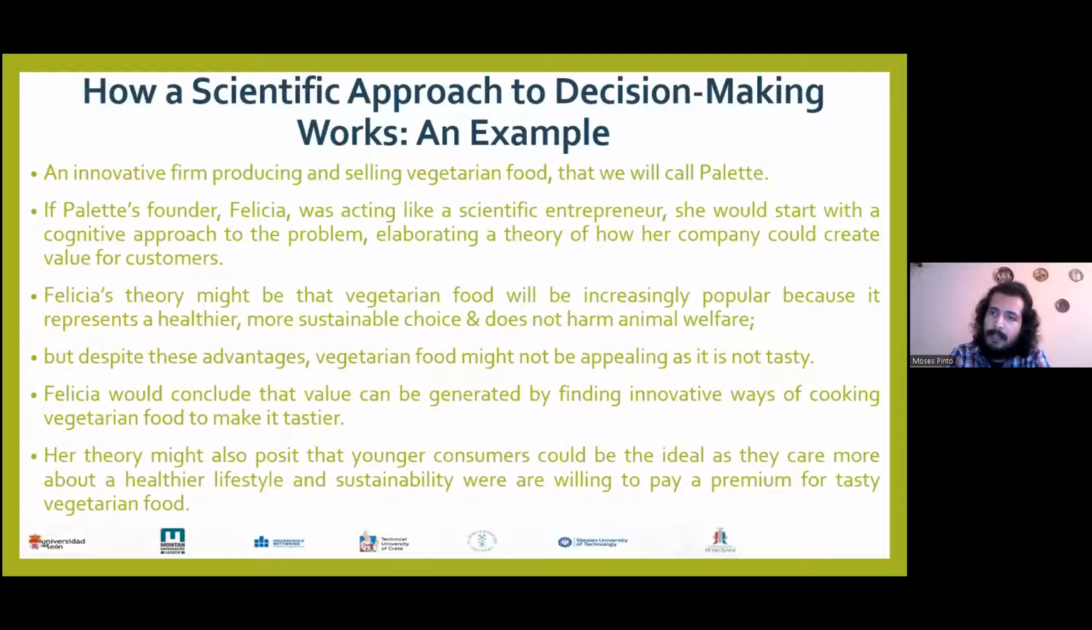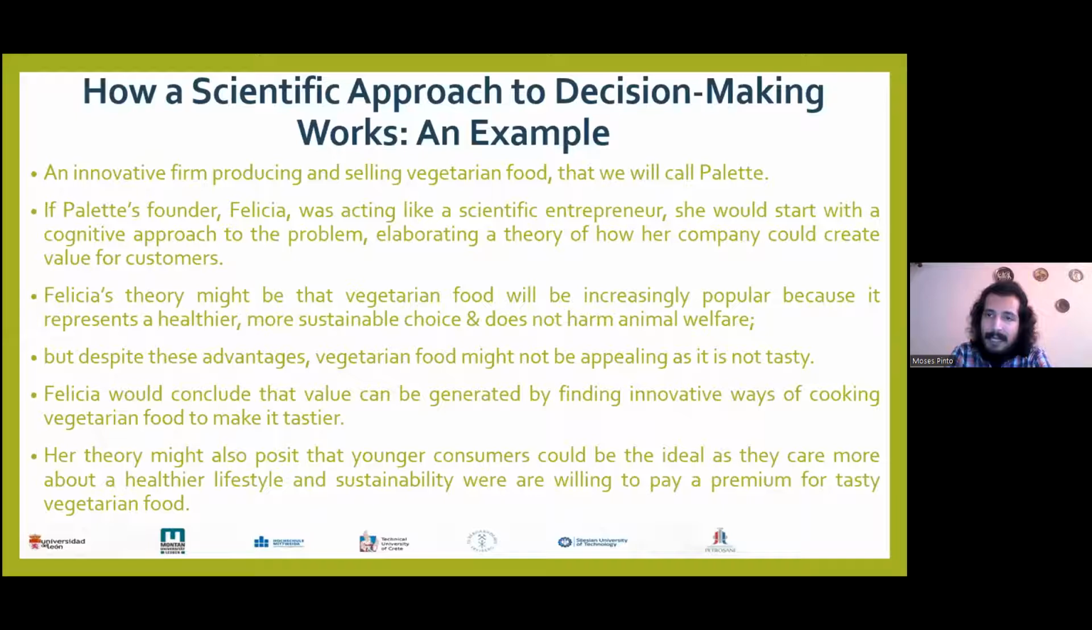Now, Felicia's theory might be that vegetarian food will be increasingly popular because it represents a healthier, more sustainable choice, and it does not harm animal welfare. So this is a progressive thinking approach that Felicia has in her theory. But despite its advantages, vegetarian food might not be as appealing as it is often not tasty.